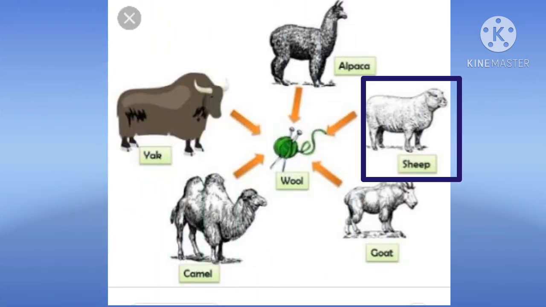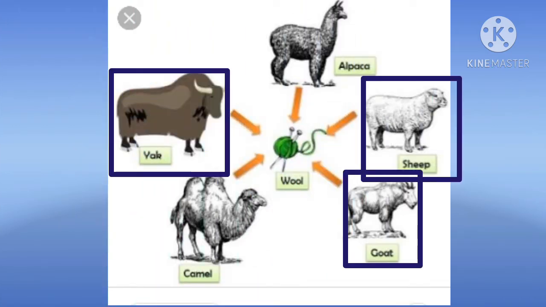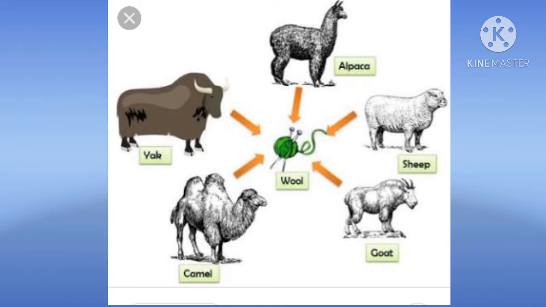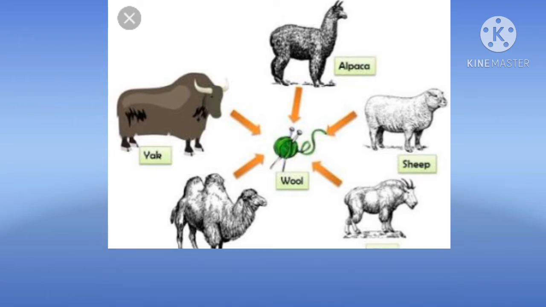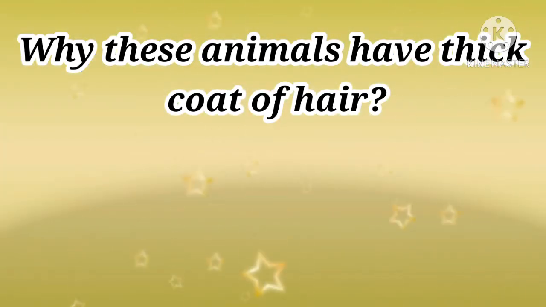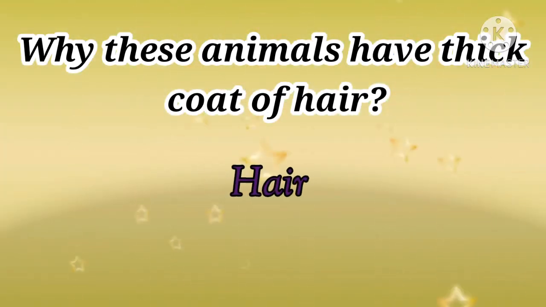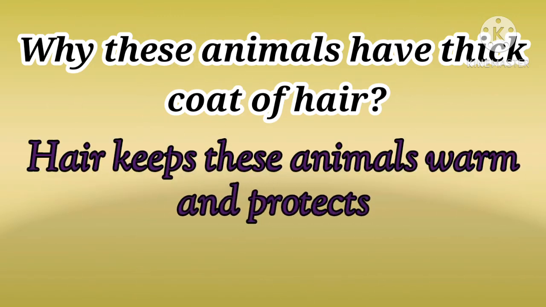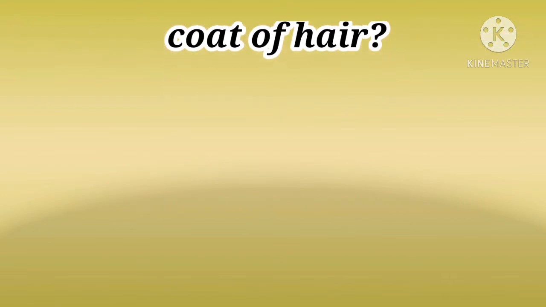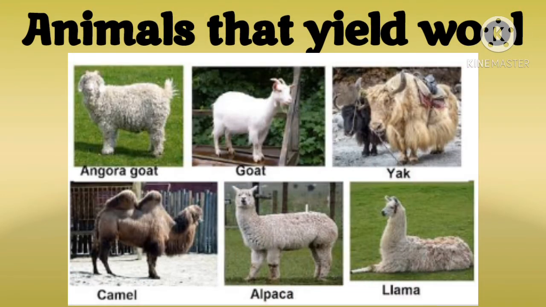Wool comes from sheep, goat, yak, and some other animals. These wool yielding animals bear hair on their body. Do you know why these animals have a thick coat of hair? Hair keeps these animals warm and protects them from cold. Now let us study the animals that yield wool.